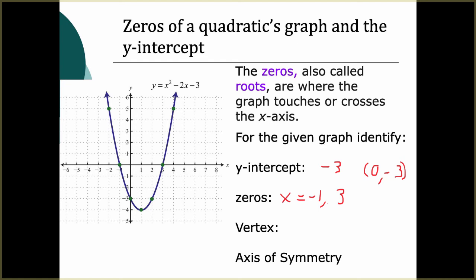The vertex for this is this lowest point down here, and we are at (1, -4). Remember to write that as an ordered pair. The axis of symmetry is the line that goes through the vertex. It's the vertical line that cuts the graph in symmetric halves. So our axis of symmetry I just drew in there goes through x equals 1. And we do write this again as a vertical line equation. All right, so there's the last piece, the zeros and the y-intercept. So one more slide to go.